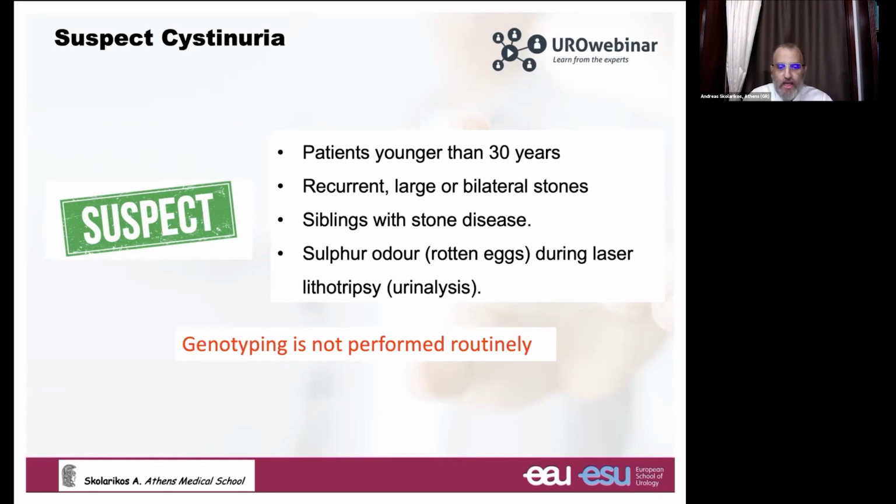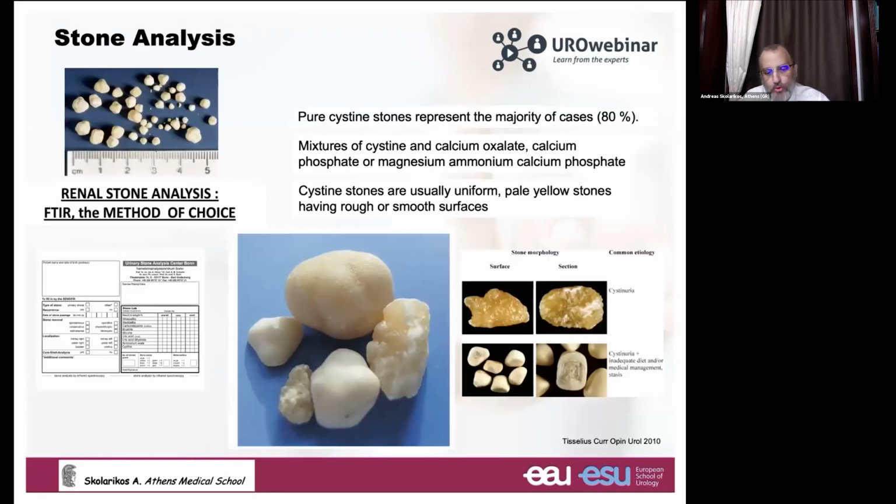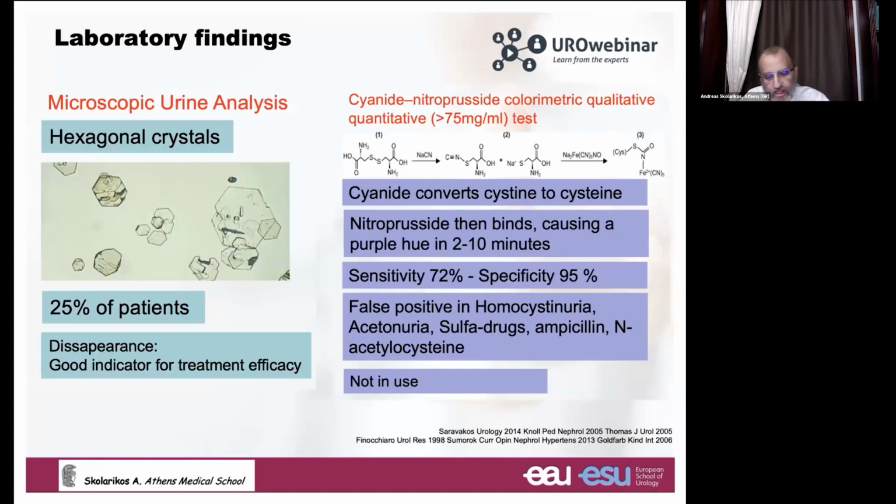Stone analysis for these patients identifies pure cystine stones in 80% of the cases, and mixed with calcium oxalate, calcium phosphate, or magnesium ammonium phosphate stones in the rest of the cases. Microscopic urine analysis reveals the typical hexagonal crystals in only 25% of the cases, while the colorimetric qualitative cyanide nitroprusside test shows low sensitivity and it is not in wide use anymore.